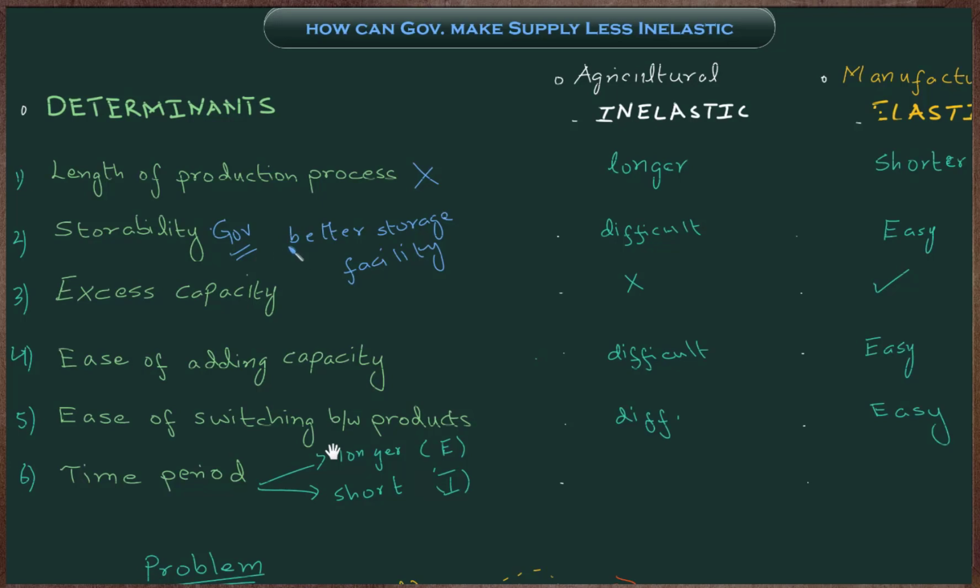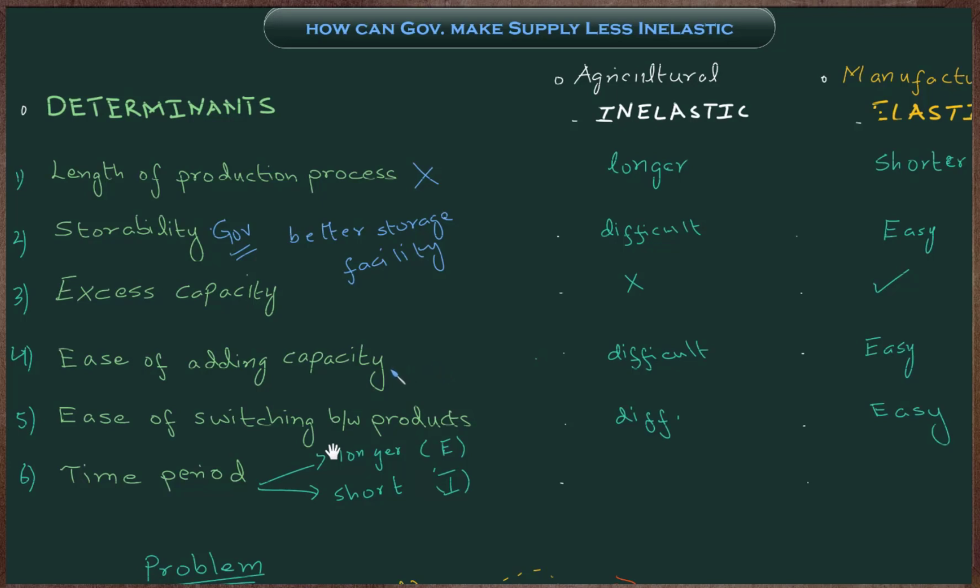So that's the first thing that the government can do. Then what the government can do is that, look, if there is ease of adding capacity, then we said that, with the ease of adding capacity, the producers become more flexible, they can respond more to changes in price, and the supply would become more elastic.